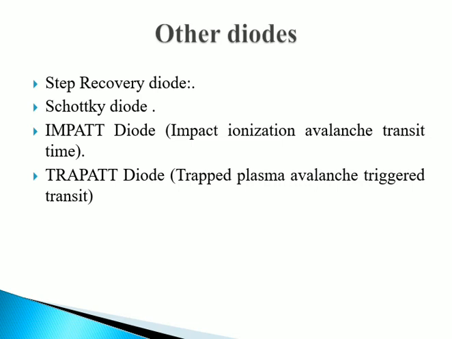Next is TRAPATT. TRAPATT stands for trapped plasma avalanche triggered transit. It is derived from the IMPATT diode, so they are closely related to each other. The advantage of the TRAPATT is that it can be a high frequency microwave generator, from several megahertz to several gigahertz. They are used in airborne and marine radars.